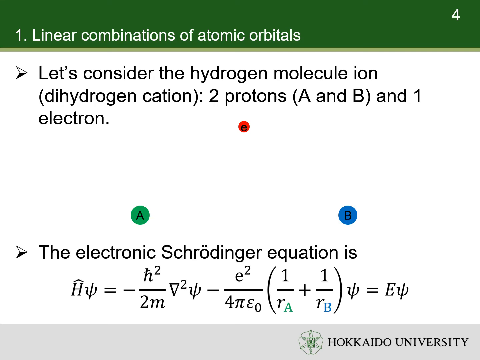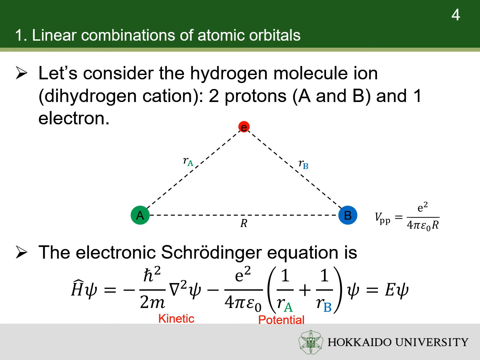The electronic Hamiltonian contains the kinetic energy of the electron and the potential energy of the electron in the electric field of the two nuclei. RA and RB are the distances from the electron to proton A and proton B, respectively. From here, for better readability, I will use green color for quantities related to proton A and blue color for quantities related to proton B. The potential energy between the two protons is not included in the electronic Hamiltonian. It will be considered separately later.